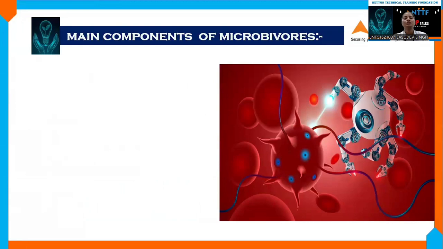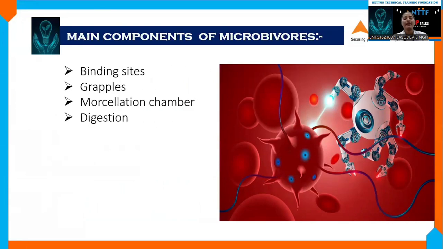Then the main components used in microfibers are four components: the binding sites, grapples, modulation chambers, and digestion. Binding sites have thread-like structures. They will go and bind that disease-causing virus. It will attach to that body like our grapples. It will go and attach to the bloodstream, and it will inject into our body through the grapples.